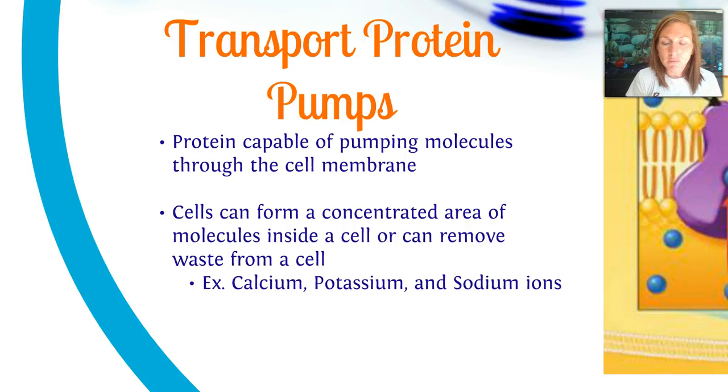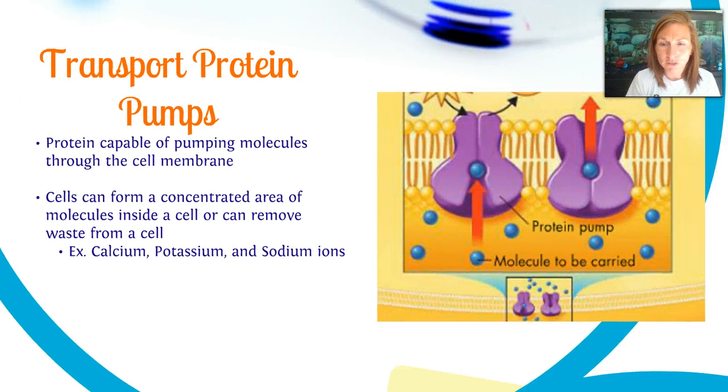So some examples of the molecules or ions that need to be passed on this way are calcium, potassium, and sodium. And this picture here shows you that a protein pump, again, is kind of like those grape-like looking structures in the cell membrane, at least according to the diagrams, they're usually purple. And what they're allowing to happen is these molecules to be carried through, and that protein will change shape in order to bind to the molecule and then release it on the other end, again needing energy in order to be able to do this.